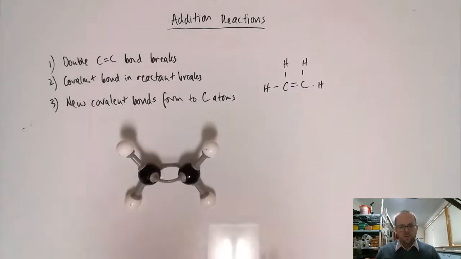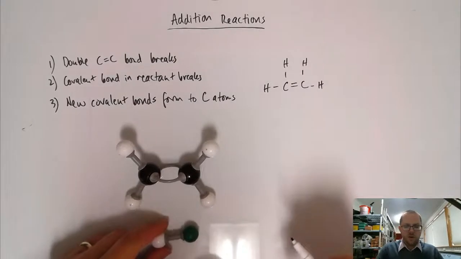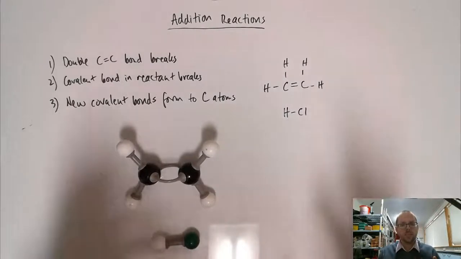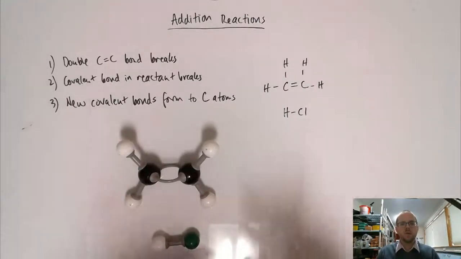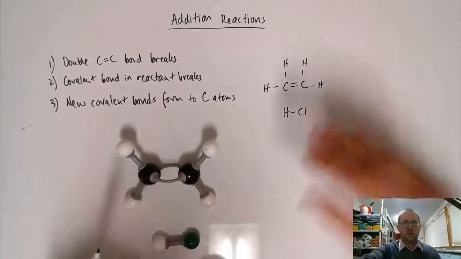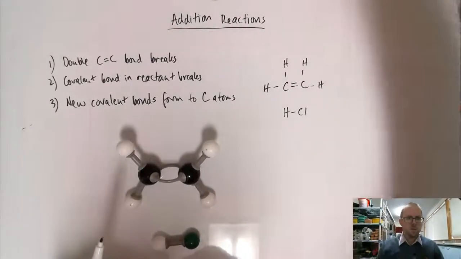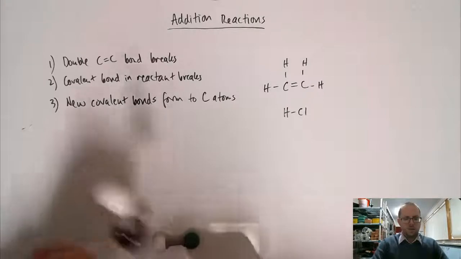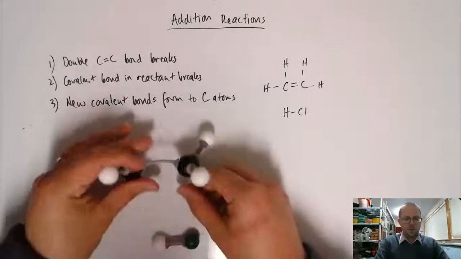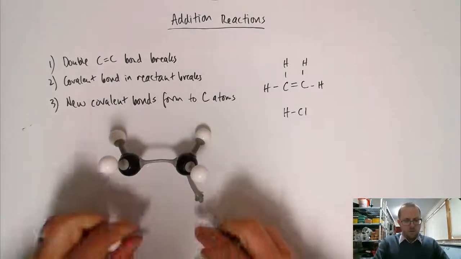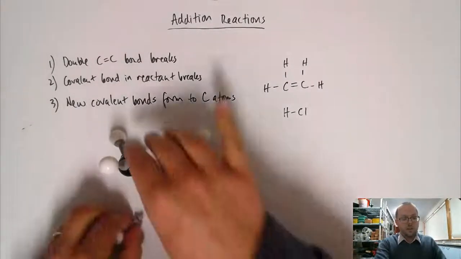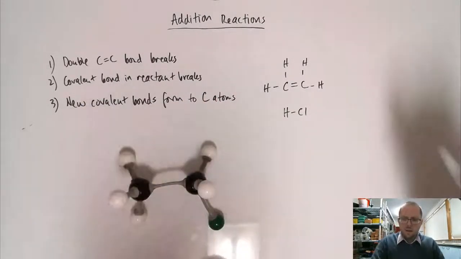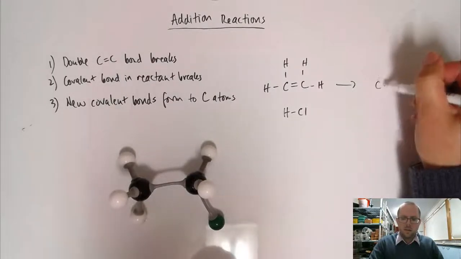Okay, so now what I'm going to do is I'm going to be adding hydrogen chloride, HCl gas. So this is not hydrochloric acid where it's dissolved in water and has dissociated. This is as a neutral molecule, as a complete molecule. Okay, so what's going to happen, just as before, we break one of these covalent bonds in the double bond. The bond between the hydrogen and the chlorine breaks, and then new covalent bonds form, and we produce chloroethane.